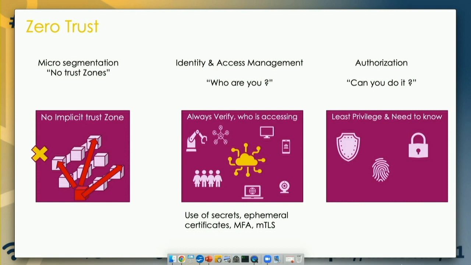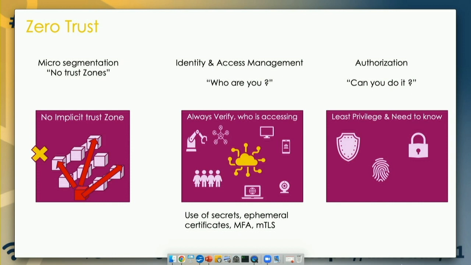And least privilege with authorization is the process of determining whether a user or device has the necessary permissions to access a particular resource. In the Zero Trust model, authorization follows the principle of least privilege. This means that users are granted access only to the resources they need to perform their job function and no more. The Zero Trust model also follows the principle of can you do it, which means that users are granted access based on their job function and responsibilities, not on their job title or rank.